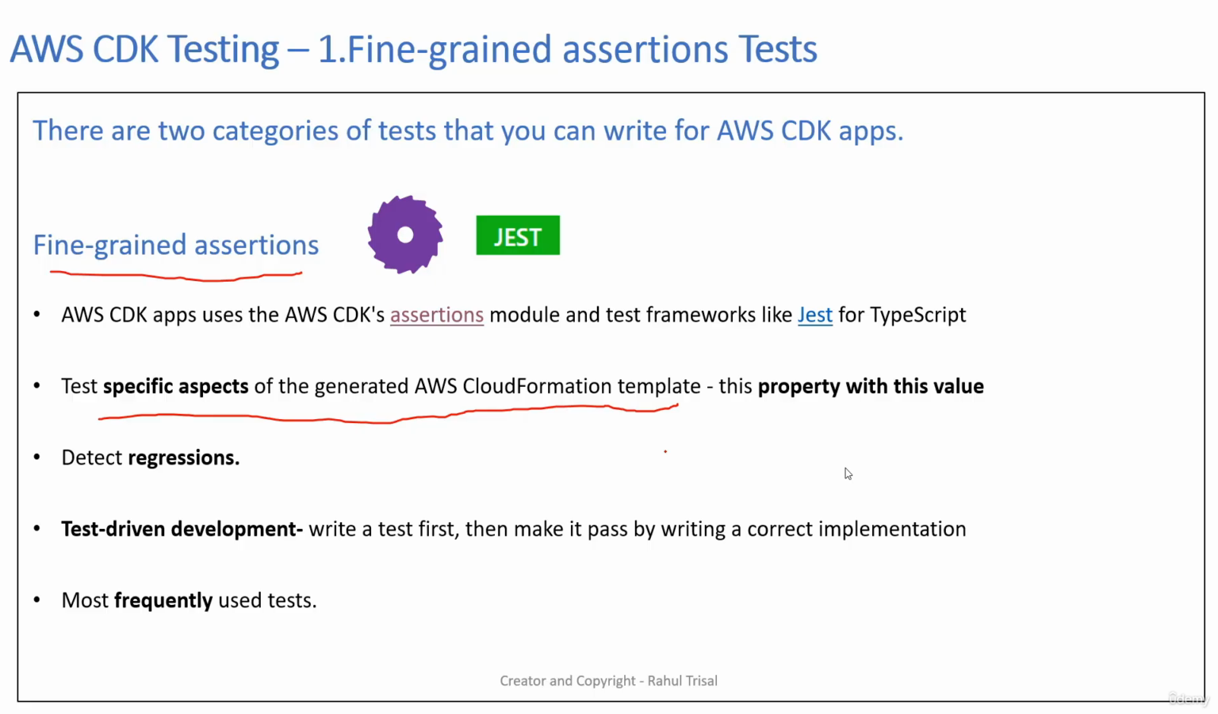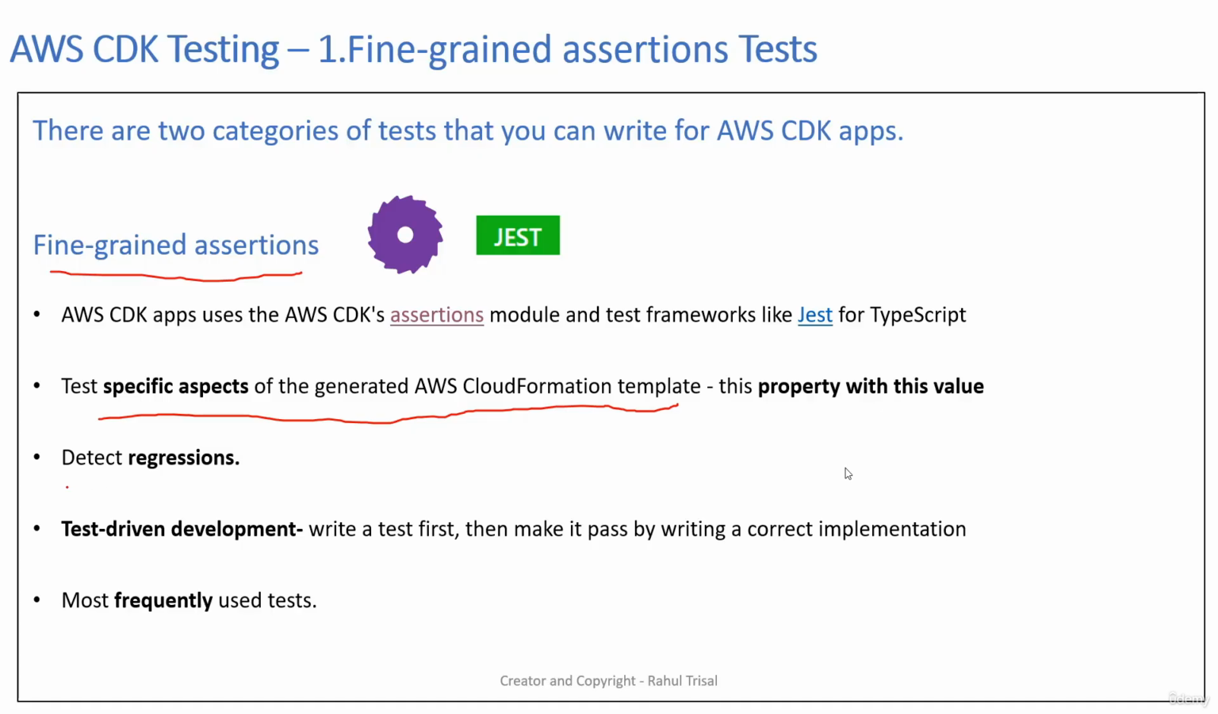So it does not test against the CloudFormation template that's been generated in your production or dev environment. So even if you don't do the CDK deploy, it will still test that property locally using the CloudFormation template that's been generated, if you remember, in the cdk.out folder. And we'll take a look at it in more detail once we do the hands-on.